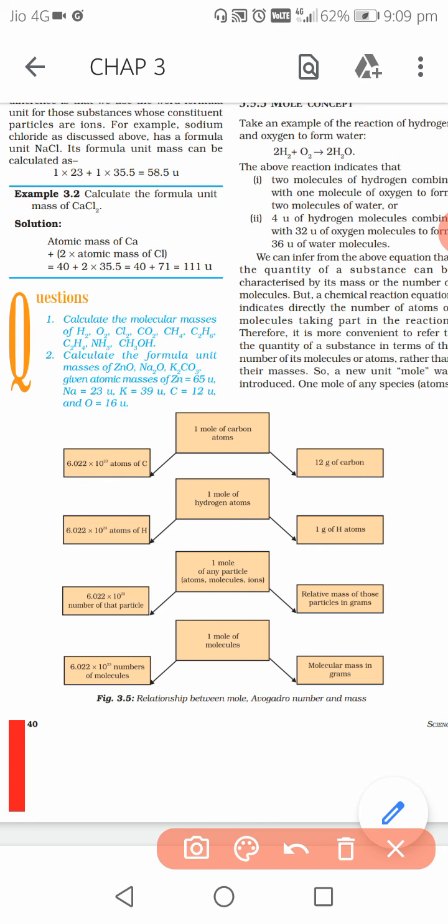Okay, one from here I will do, the rest you can do by yourself because the masses are also mentioned here.